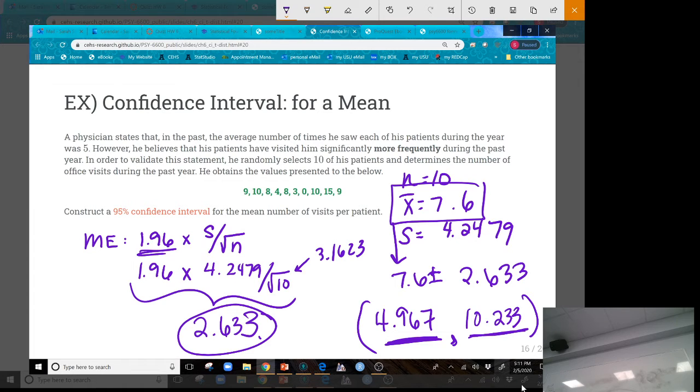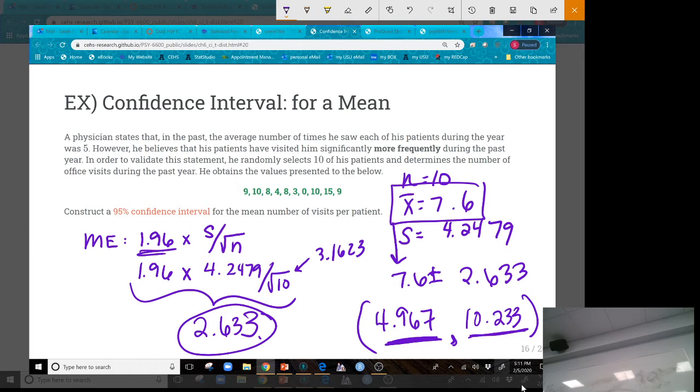Is that bigger than the hypothesized value of 5? No. So can we say for sure that they visit the doctor more than 5 times? No, because our hypothesized value, 5, falls inside this range of possibility. We're 95% sure it's here, and 5 is included in there. So we can't exclude 5. So this fails to reject the null hypothesis.